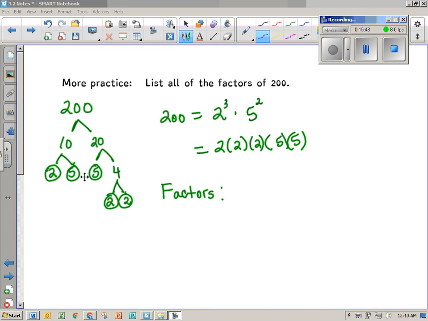Okay, well, I've done the prime factorization. You could have started with something other than 10 and 20, but we all should have ended up with 2 to the third times 5 squared. I wrote it out without the exponents just because you might find it easier to list the factors if you can see the whole list this way. So let's start with 1, and way out here at the end, let's put our 200.